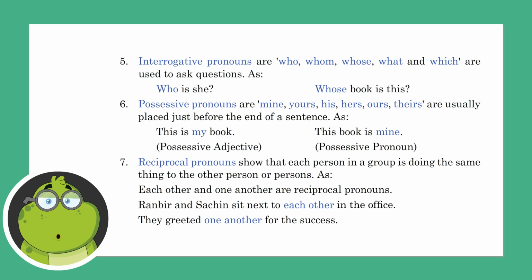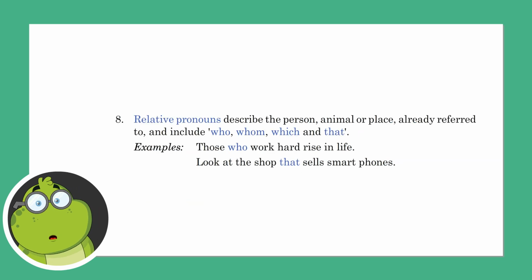Ranbir and Sachin sit next to each other in the office. They greeted one another for the success. Relative pronouns describe the person, animal or place already referred to and include who, whom, which and that. Examples: those who work hard rise in life. Look at the shop that sells smartphones.